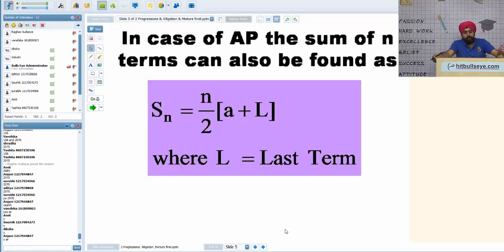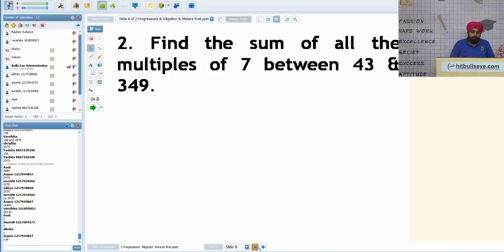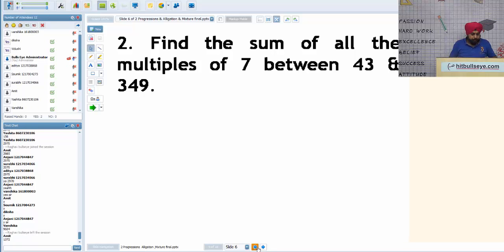Sum of n terms can also be found if you have been given the first term and the last term: n by 2 into (a plus l). Here is a question, students. Find the sum of all the multiples of 7 between 43 and 349. Mind it, AP is not given here. AP you have to create, you have to make. Vanshika says 9604. So shall we discuss it, students?